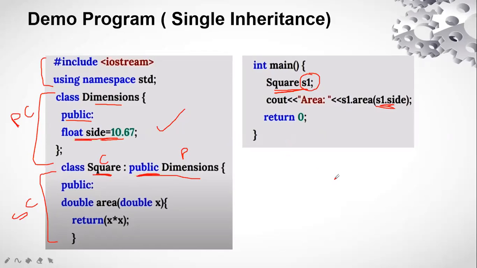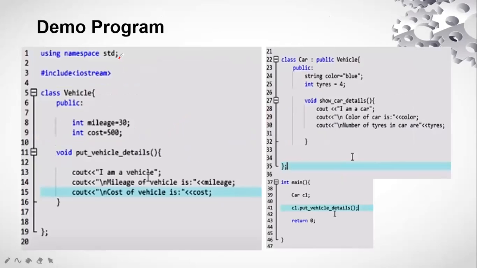We can see one more example of a demo program. In this we have put it in more detail. This is one class called the Vehicle class, and this is the name of the class. This is the access specifier. Mileage and cost we have defined. These are the data members which I initialized. This is the method or function we have, that is void put_vehicle_details. It will print I am a vehicle. It will give the mileage of the vehicle, and the cost of the vehicle. Now this is the parent class. How have we made this parent class? With the help of this.